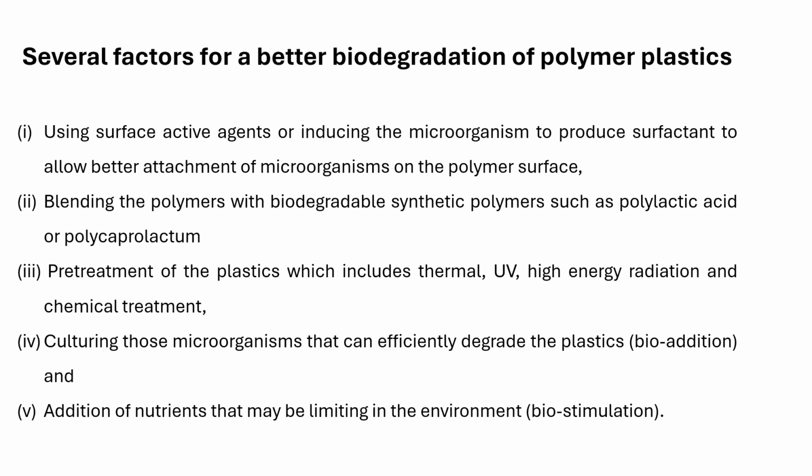Several factors help with better biodegradation of polymer plastic. By using surface active agents or including microorganisms that produce surfactant, to allow better attachment of microorganisms on the polymer surface. Blending of the polymers with biodegradable synthetic polymers such as polylactic acid or polycaprolactam. Pre-treatment of the plastic, which includes thermal, UV, high energy radiation and chemical treatment. Culturing those microorganisms that can efficiently degrade the plastic, which we call bioaugmentation of organisms. Also, addition of nutrients that may be limiting in the environment, which we call biostimulation.